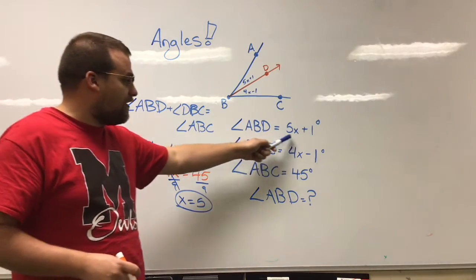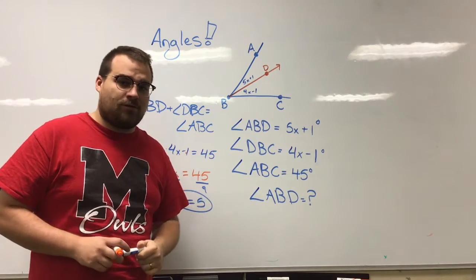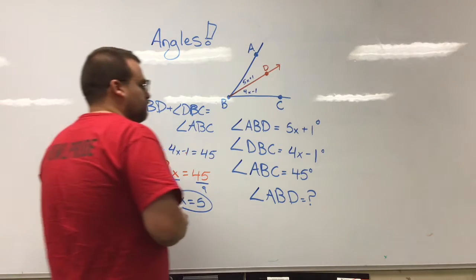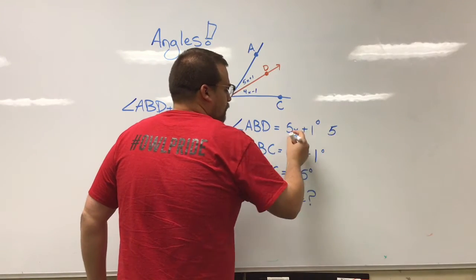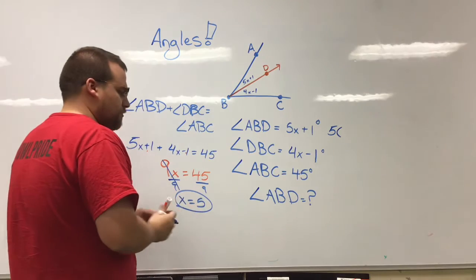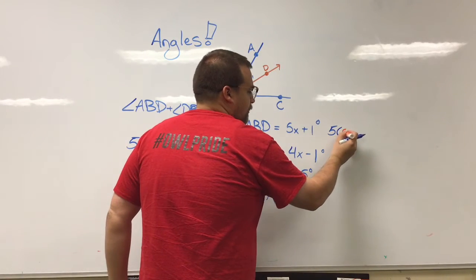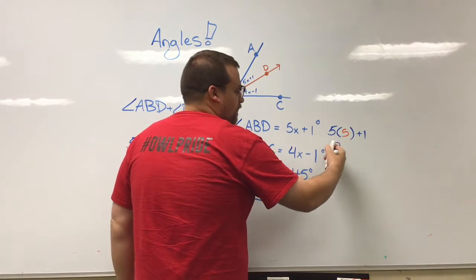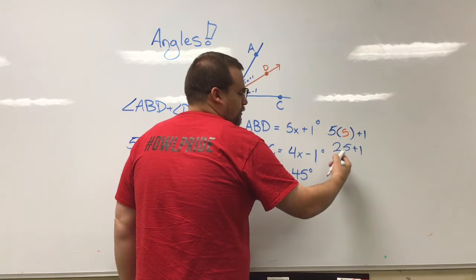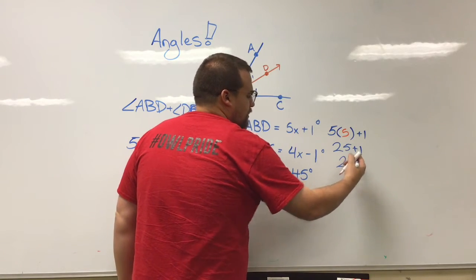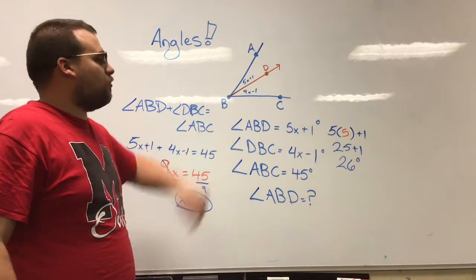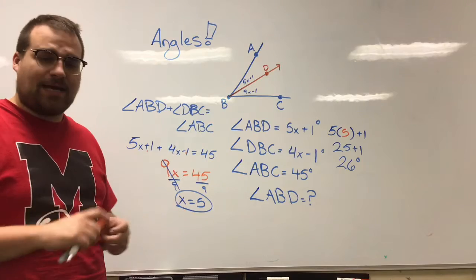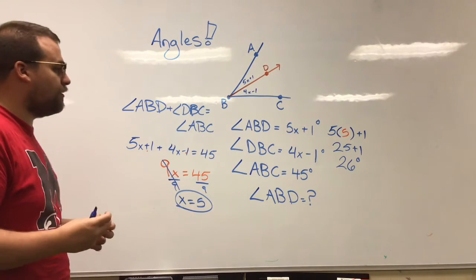Well, right here we have ABD and we have a little equation that solves for it. Now that we know what x is, why don't we go ahead and plug it in? So 5 times x. Well, we just found out x is 5, so let's put that in there. So 5 times 5 plus 1. Well, 5 times 5 is 25. And 25 plus 1 says 26 degrees. That's what ABD is, a 26 degree angle. And that's that. We've solved our problem.